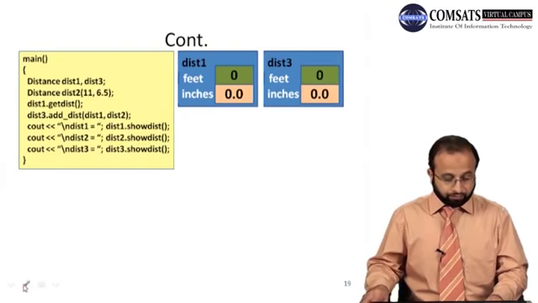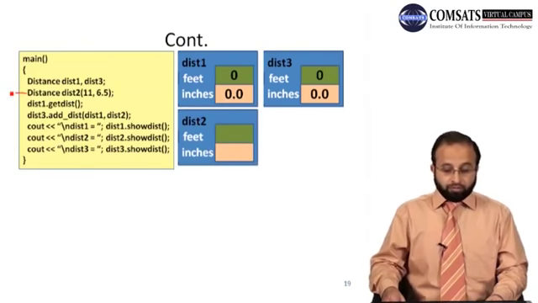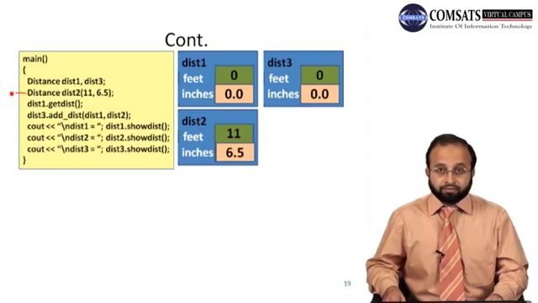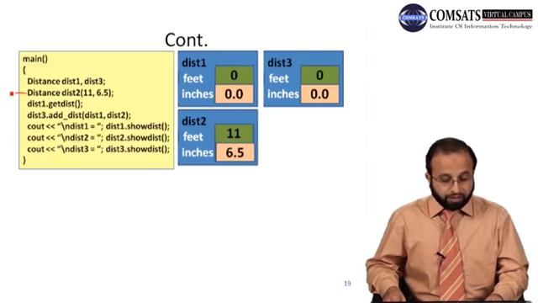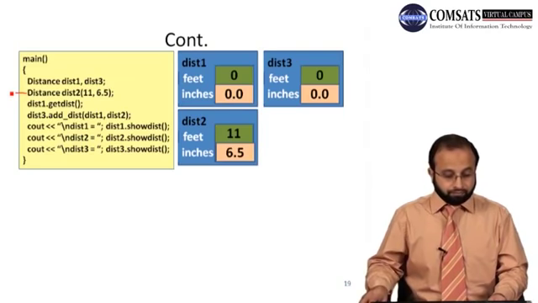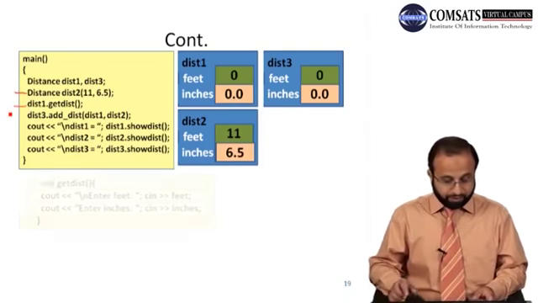So this is the second statement. When this statement is executed, it creates an object dest2 and initializes it with 11 and 6.5, right? Now the next statement is dest1 dot getDest. This statement takes the value as input. Let's see the getDest function.